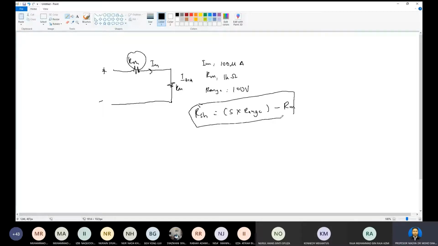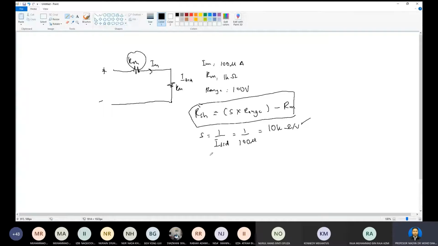This is the formula to calculate the voltage multiplier, or the resistor here. Sometimes we also call it the multiplier resistance. The formula for the multiplier resistor is S, the sensitivity, multiplied by range, minus RM. To calculate the sensitivity, the formula is 1 over the full scale deflection current. So 1 over 100 microampere is equivalent to 10 kilo ohm per volt. That is the sensitivity.